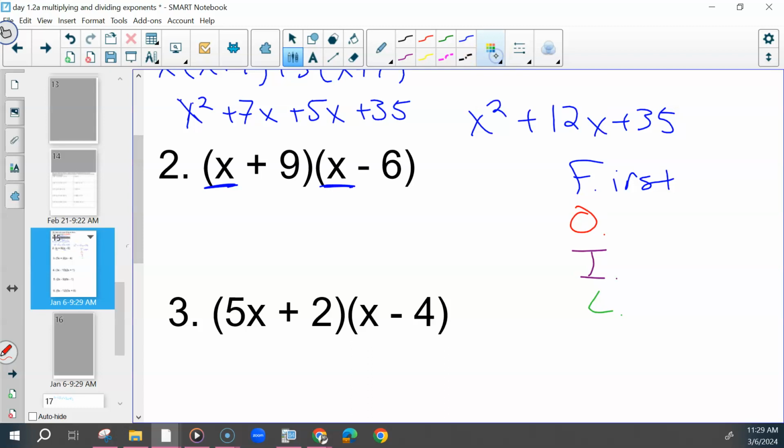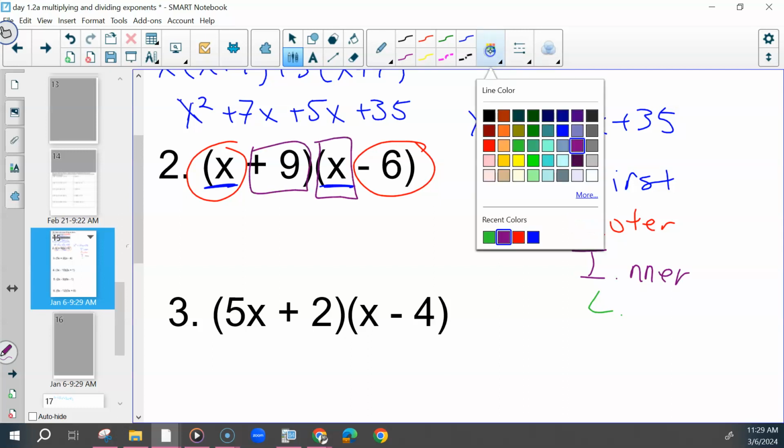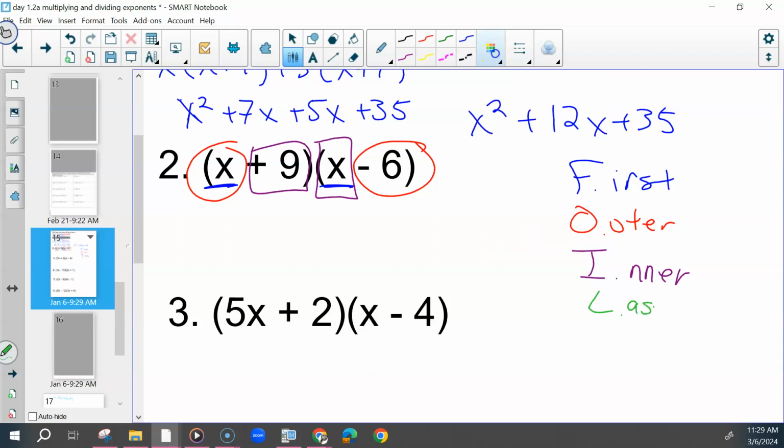Outer. So that's the outside terms. Inner. The inside terms. And then last. The last terms in both sets of parentheses. Now, this time we're going to do it using this mnemonic, writing out each thing, but as you get used to this, you won't need to do it the way we're about to do it.